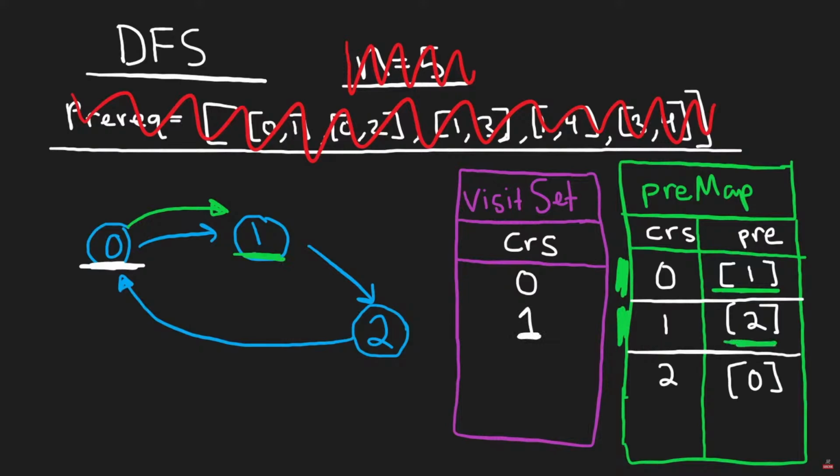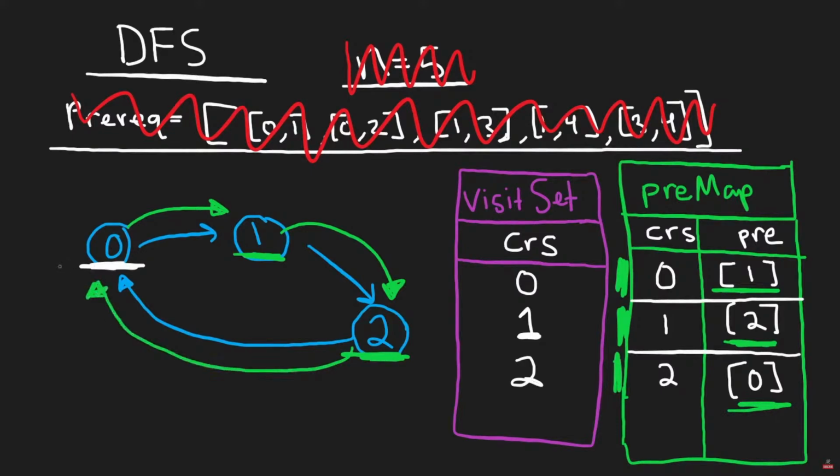It has one prerequisite, 2. So then we move to 2. We run depth first search on 2. So to do that, we have to first visit 2. So 2 is also going to be added to our visit set. And lastly, we see 2 has one prerequisite of 0. So then we, of course, want to visit 0.